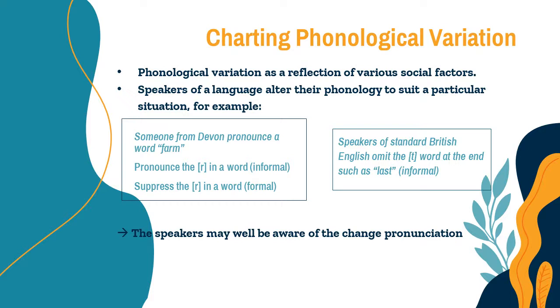For example, someone from Devon is likely to pronounce the R in a word such as farm when chatting with friends at home or in informal situations, but would probably attempt to express it in a formal interview in London. In this case, the speaker may well be aware of the change in pronunciation. On the other hand, few speakers of standard British English realize that in informal situations they often omit the T at the end of words, such as last, in phrases such as.